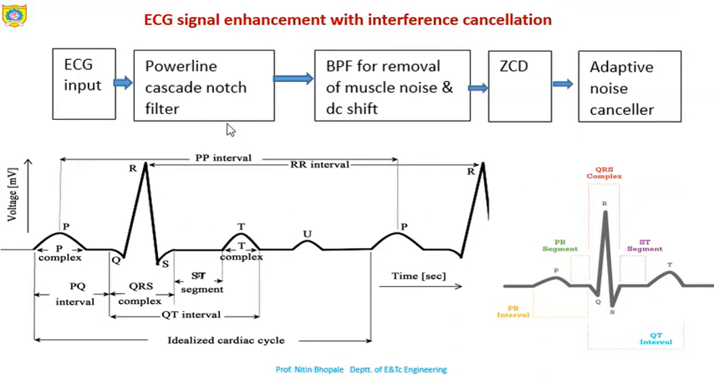Now from this it is quite clear why it is to be cancelled, because there is a problem that occurs in the idealized cardiac cycle. It means the cycle which we expect is like this, and if there is amplitude variation or time duration variation for any of the intervals like PP, RR, ST, QT or PQ interval or the QRS complex, then we can have disturbance to the ECG signal.